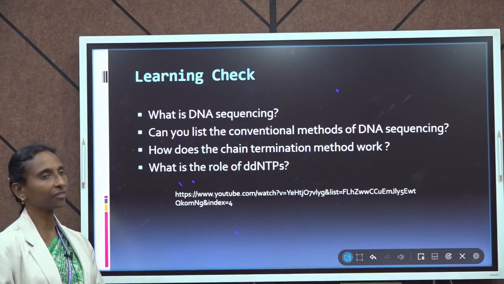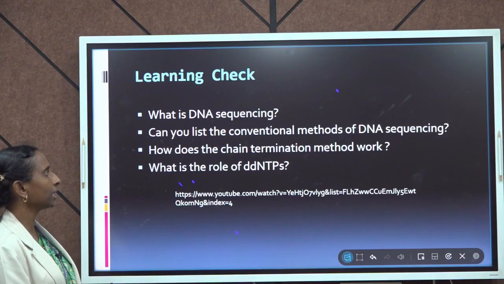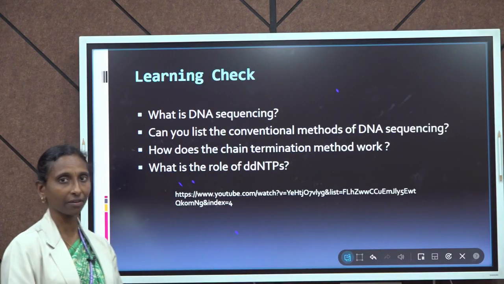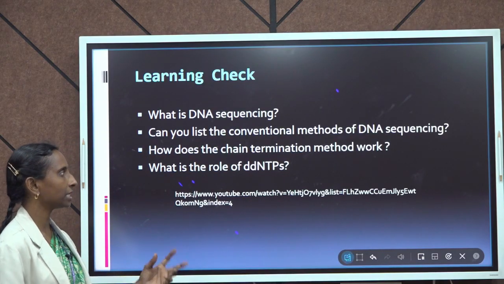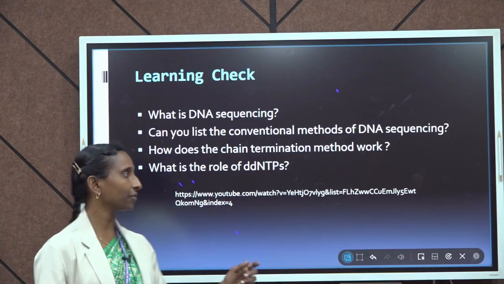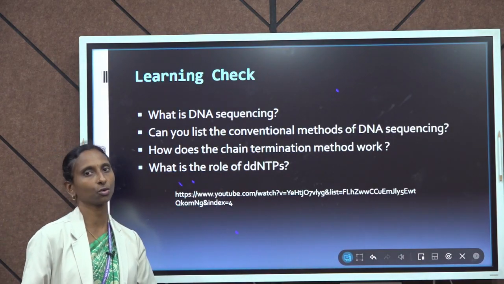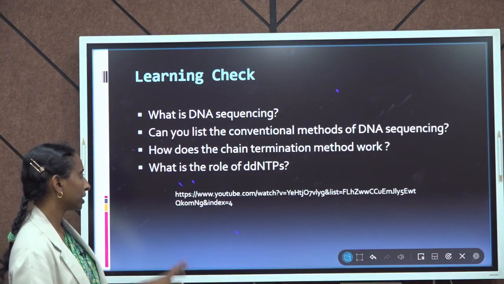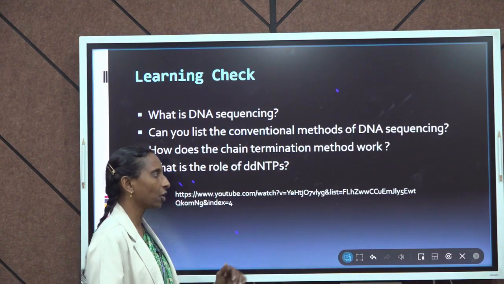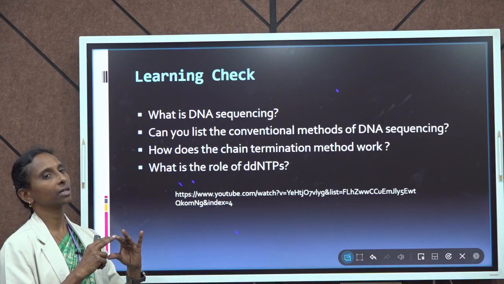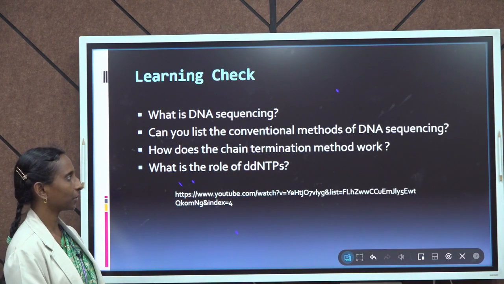So, through this we have learnt what DNA sequencing is, we have learnt what kind of first generation sequencing methods are available, and we have learnt the details of both the methods. We have also understood what the chain termination method is and what the role of DD-NTP is in this method. This is the link of a video where you can see how the Sanger sequencing method is carried out.